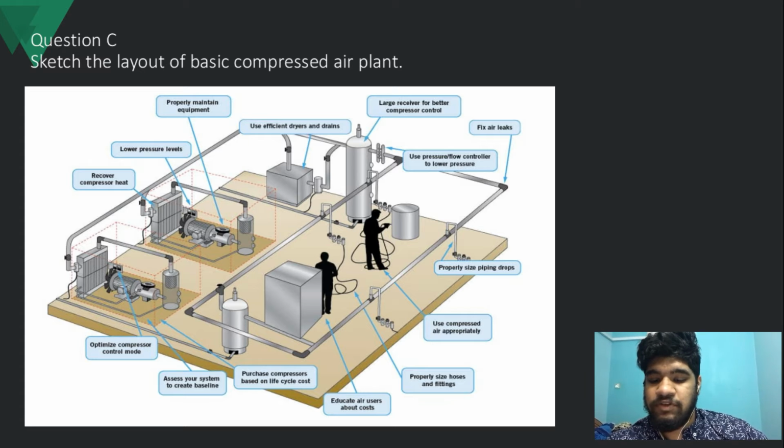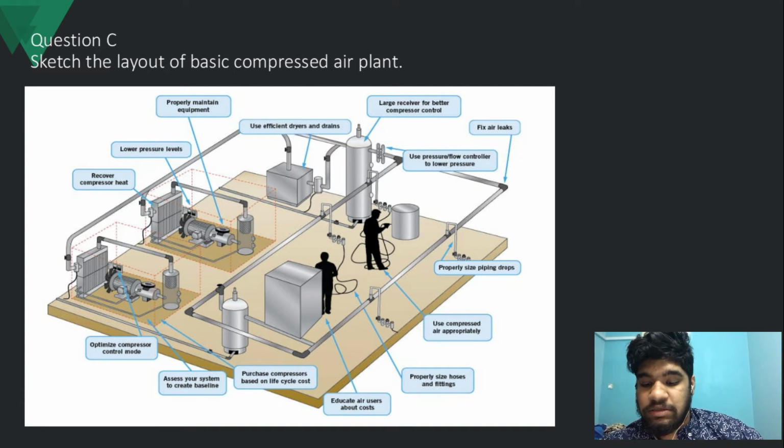Treatment equipment removes contaminants from the compressed air and keeps the system operating properly. Distribution systems are analogous to wiring in the electrical world. They transport compressed air to where it is needed. The compressed air storage can also serve to improve system performance.